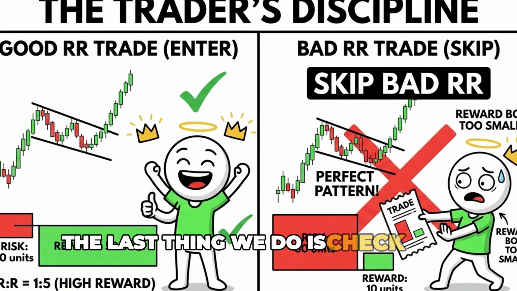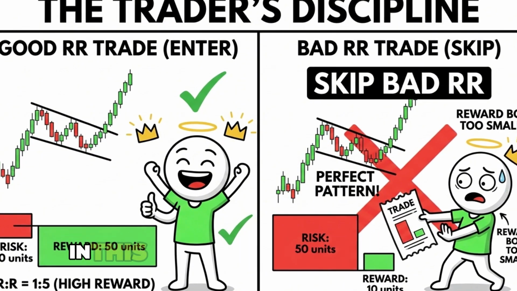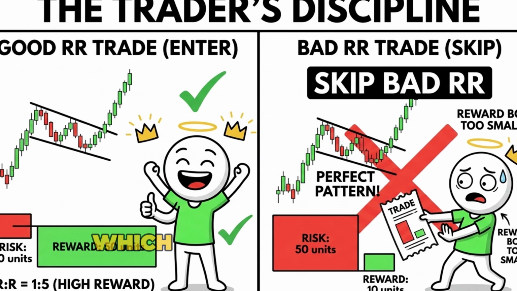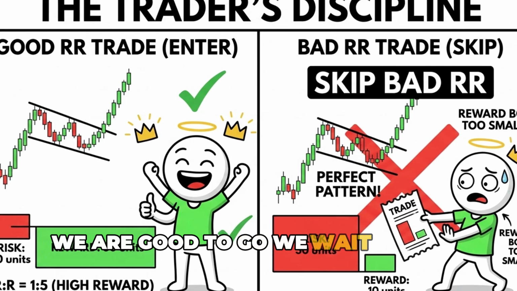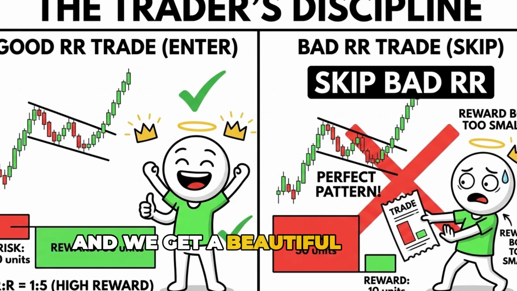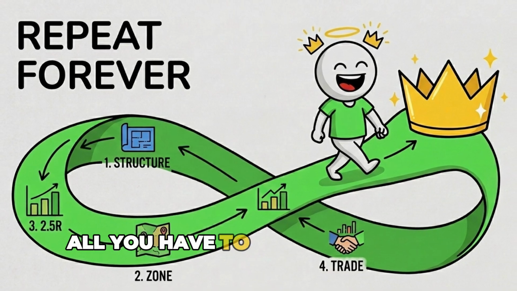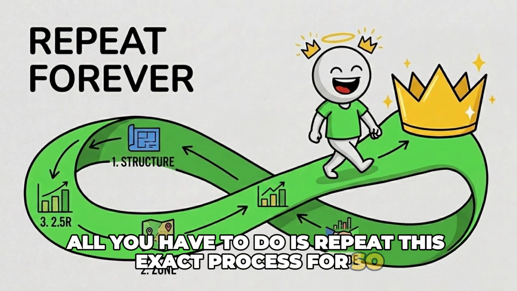The last thing we do is check our risk to reward. In this instance, it is a 3-to-1 ratio, which is well above our 2.5 minimum. We are good to go. We wait for the price to play out, and we get a beautiful winning trade. Now, all you have to do is repeat this exact process, forever.